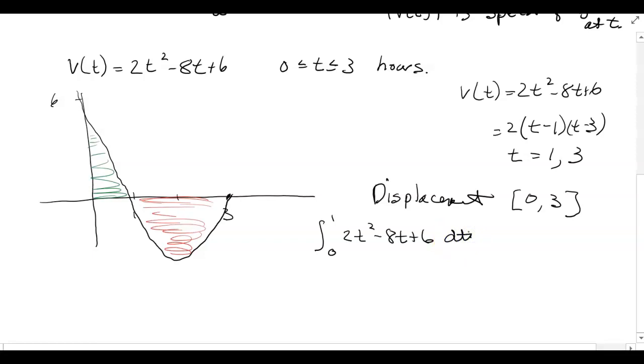I'll let you pause and do some integration real quick, but I'm not going to do the integration here. You can do the integration on your own. But here we'll do this one together: 2/3 t cubed minus 4t squared, because you're going to divide by 2 to get 4, plus 6t. We're going to go from 0 to 1. And when you plug in, the zeros are going to cancel, of course. You get 2/3 minus 4 plus 6. You actually end up with 8/3 when you do the math. So this area is 8/3.